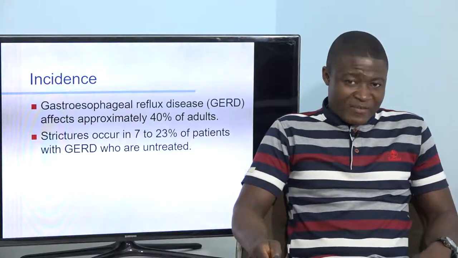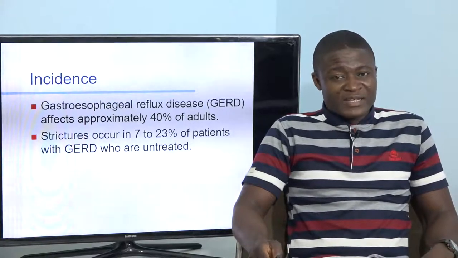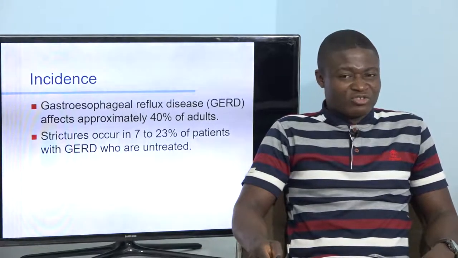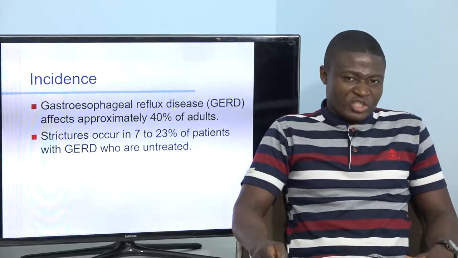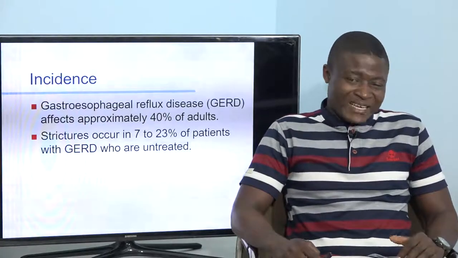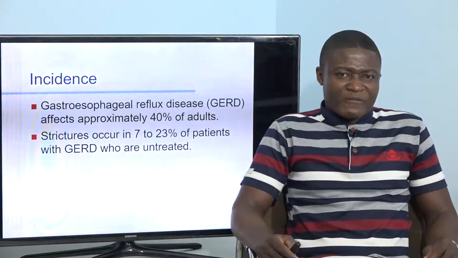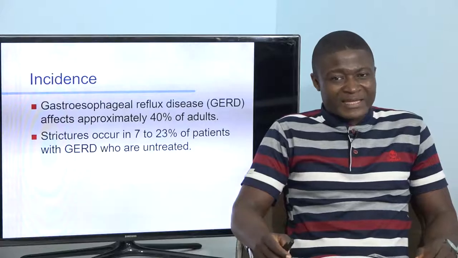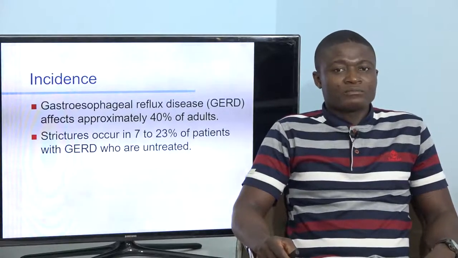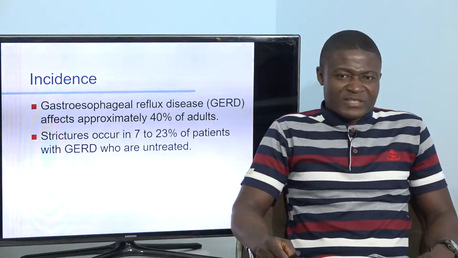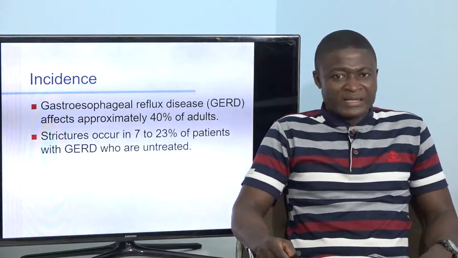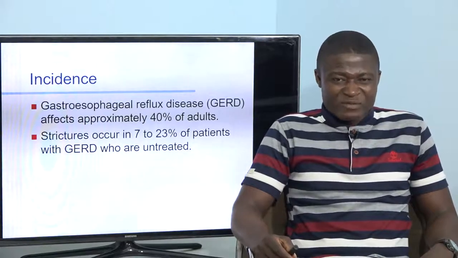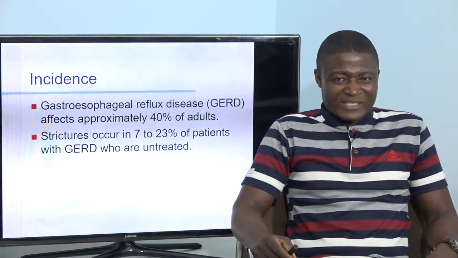So what we're saying is, I have already mentioned this, gastroesophageal reflux disease is any situation that will cause content within the stomach to reflux back into the esophagus. People suffer from this condition, and we refer to it as GERD. About 40% of people in the world suffer from GERD at any given point in time. And out of these people who suffer from GERD, about 7 to 23% of them are likely to suffer from esophageal strictures as a result of this GERD.